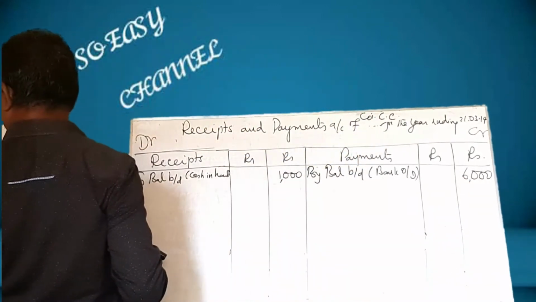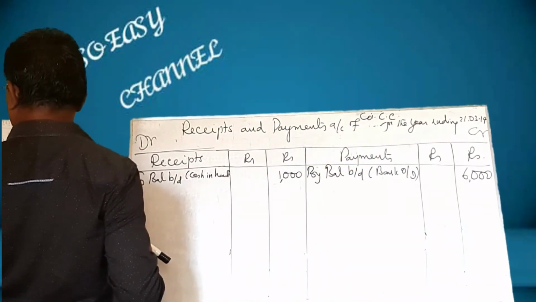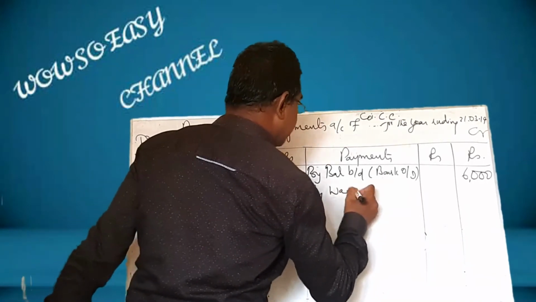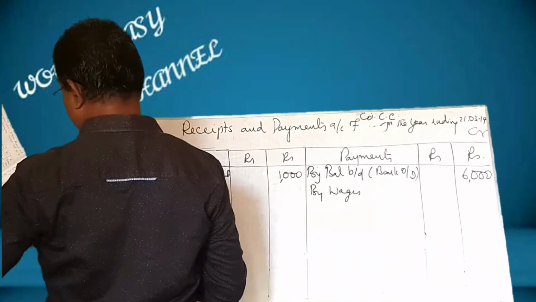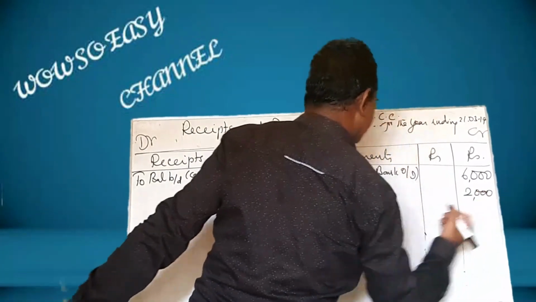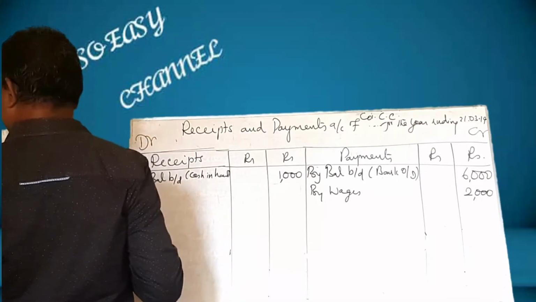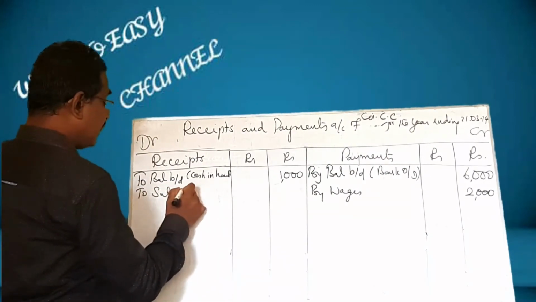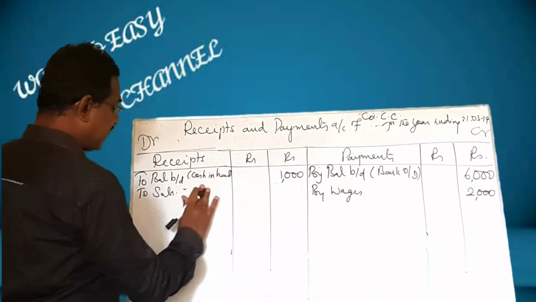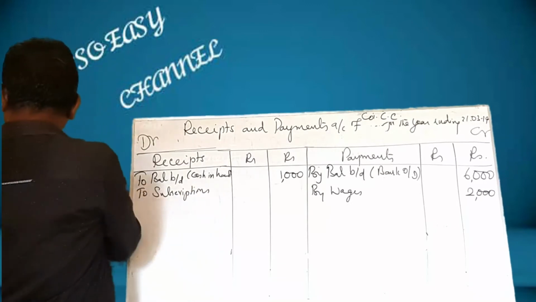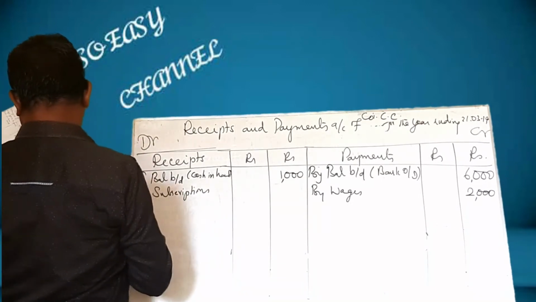And next one, wages paid for ground maintenance, payment by wages. What is that amount? 2,000. And subscription received, you need not show it separately. Subscriptions received, just write subscriptions. What is the total amount received? 10,500.